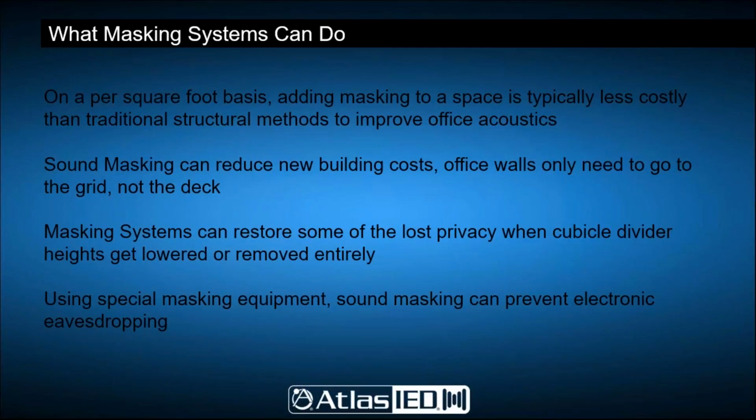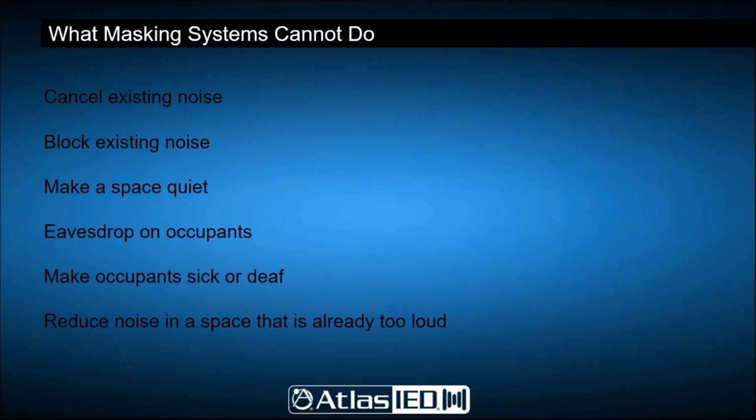What masking systems can do. On a per square foot basis, adding masking to a space is typically less costly than traditional structural methods to improve office acoustics. Sound masking can reduce new building costs. Office walls only need to go to the grid, not the deck. Masking speakers can restore some of the lost privacy when cubicle divider heights get lowered or removed entirely. And using special masking equipment, sound masking can prevent electronic eavesdropping. We actually manufacture a surface mount transducer, which is really nice. It can actually stick on walls, doors, windows, and also HVAC ducts as well.